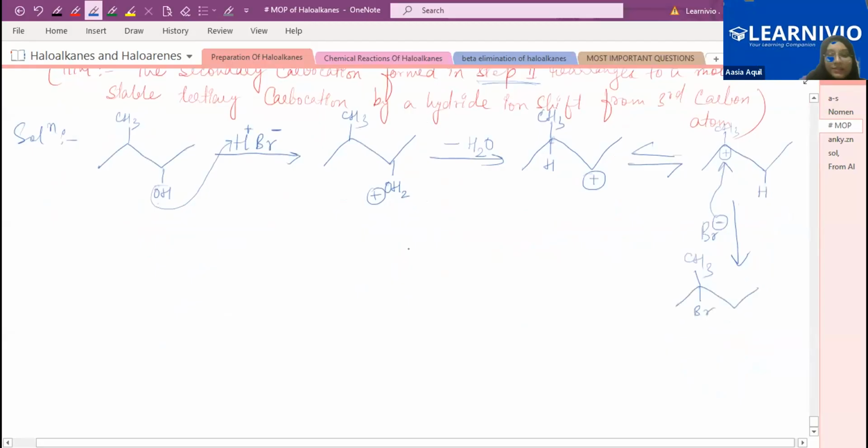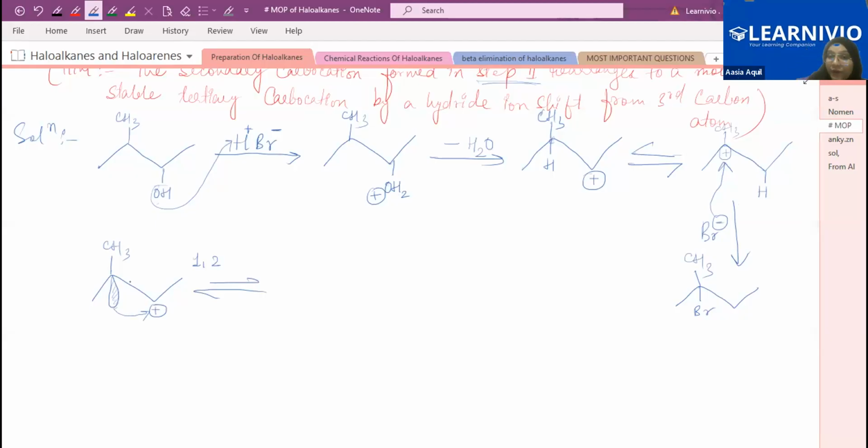Yes, ma'am. And yeah, just see here. In the second step, because second step is very much important. So what happens here? CH3, there's a hydrogen over here, and there's a positive charge. So what happens, because this is a secondary carbocation, so this hydrogen basically shifts here, right? This shift is known as 1,2, because suppose this is first position and this is second position. So basically 1,2 hydride shift. Hydride is shifting from one position to the second position, right?